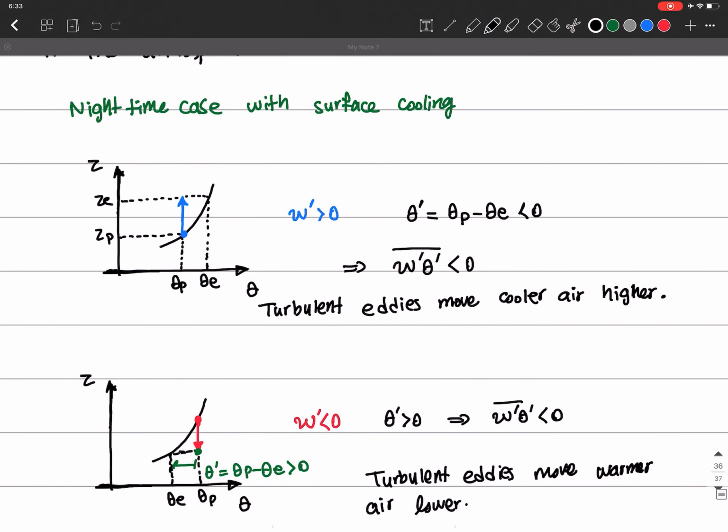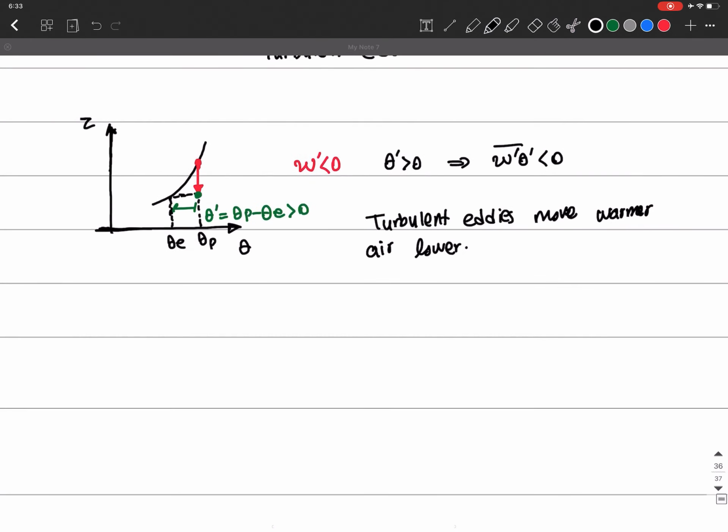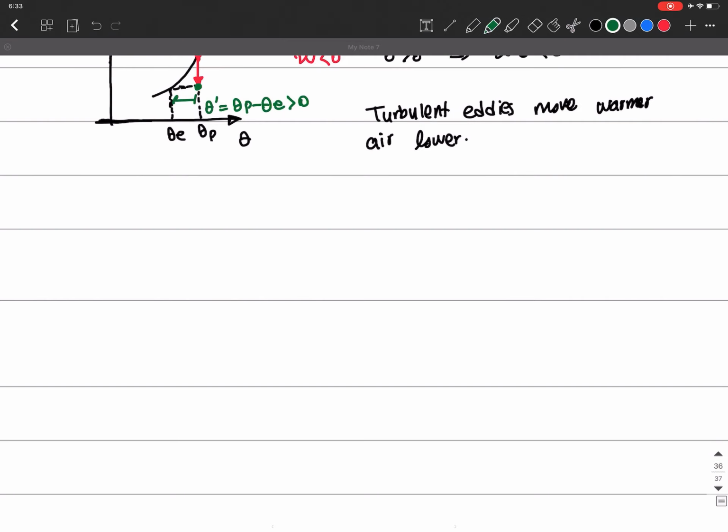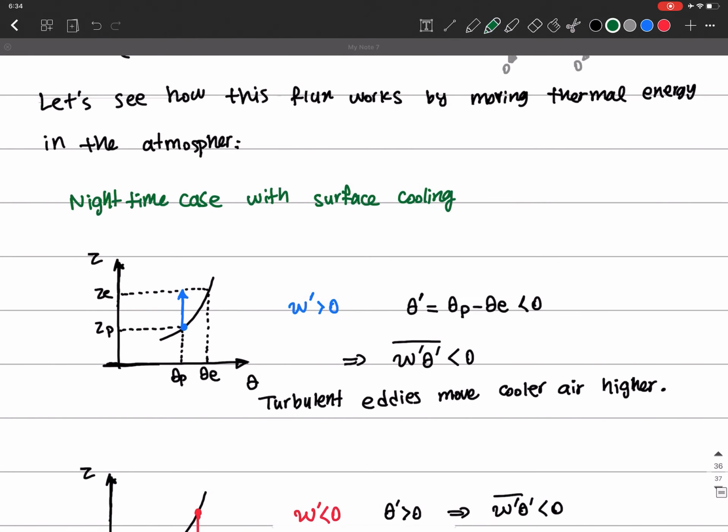So this is the nighttime case with surface cooling. And then we can have another case, which is the daytime case with surface heating. And that means that partial T over partial Z is greater than 0. So surface cooling is that this partial theta over partial Z is smaller than 0, is negative.